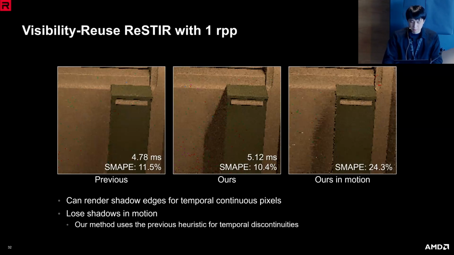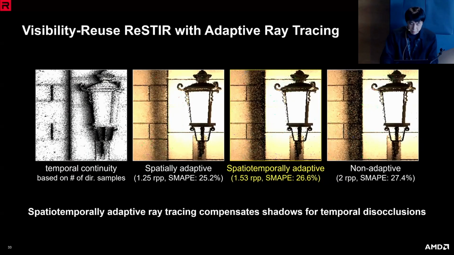Therefore, this is the visibility reuse linear here with 1 ray per pixel. For 1 ray per pixel, it can lose shadows in motion, as in the previous method. However, we can compensate the lost shadows by tracing more shadow rays based on the temporal continuity. This temporal continuity is given by the temporally accumulated sample count for light directions, which is used for interpolating our heuristic and previous heuristic.